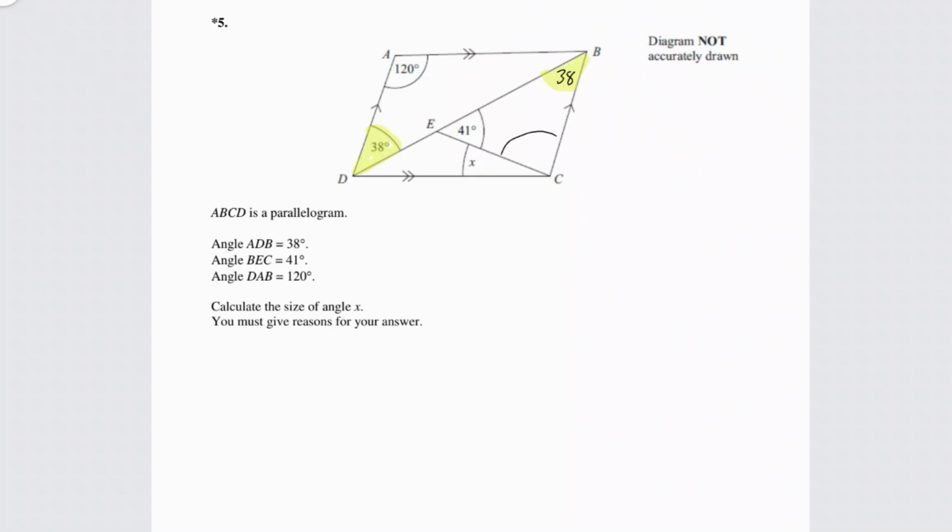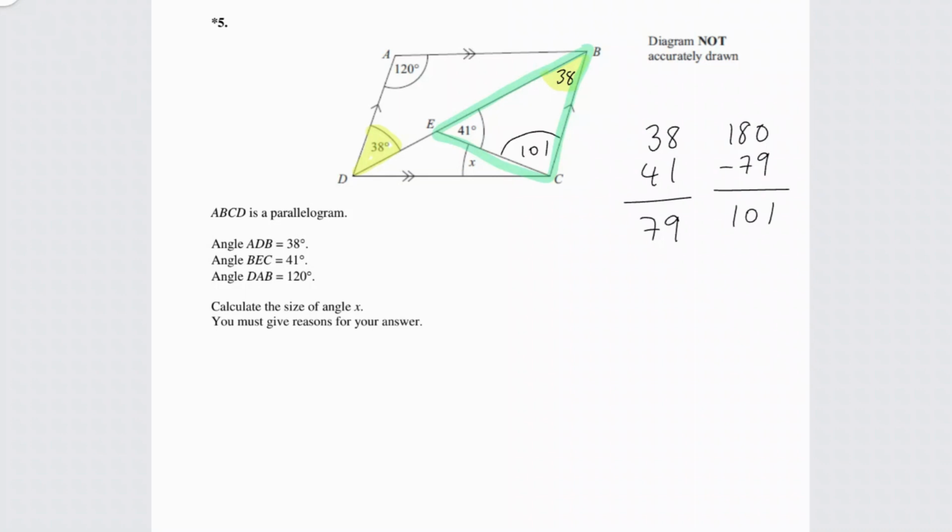We can figure out this one because we've got a triangle here. Let me just highlight it. Didn't want to do it in that color. There's a triangle here. So the three angles inside there will add up to 180. If we add up the two we know, they add up to 79. So 180 take away 79 tells us that this angle here is 101.